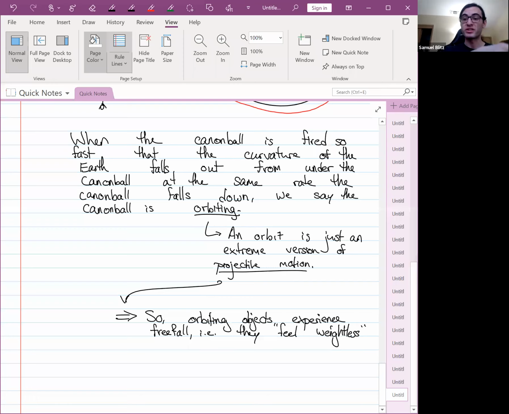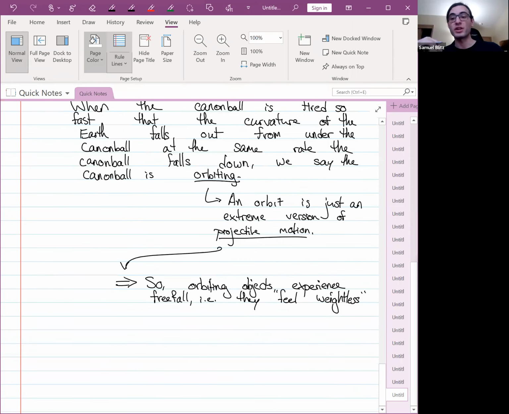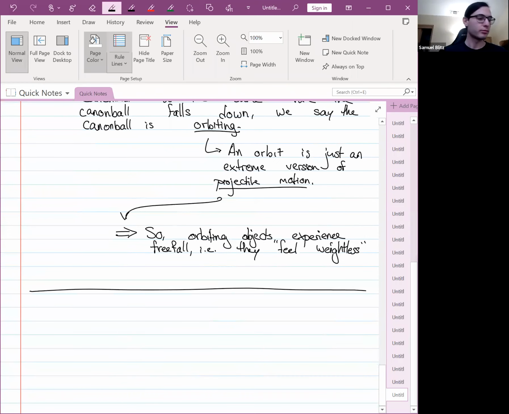I want to talk about Kepler's laws. So that's why orbits happen. Kepler's laws are a way of understanding orbits.